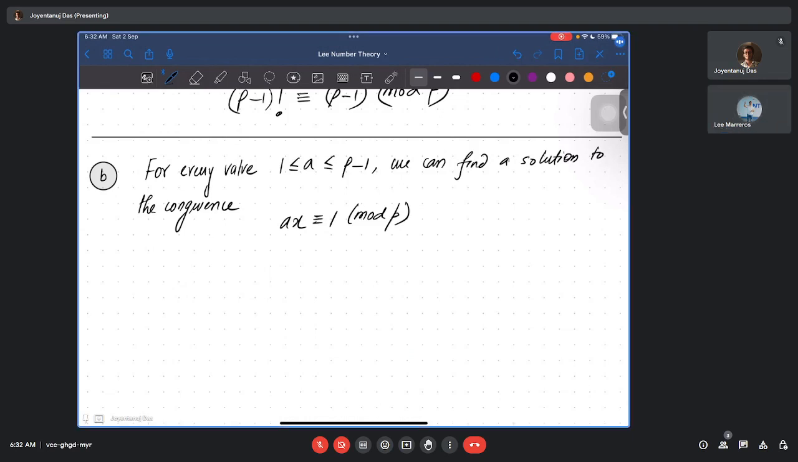No, x need not be in terms of p. x can be other things, because p is just a fixed prime. So p is not a variable. p is a fixed prime, and here x is your unknown variable. You have to find x. What they are saying is, for every a between 1 and p minus 1, we can always find a solution to this congruence.